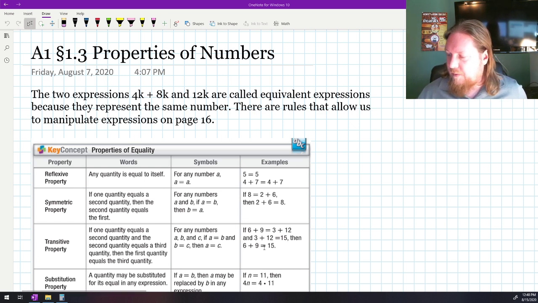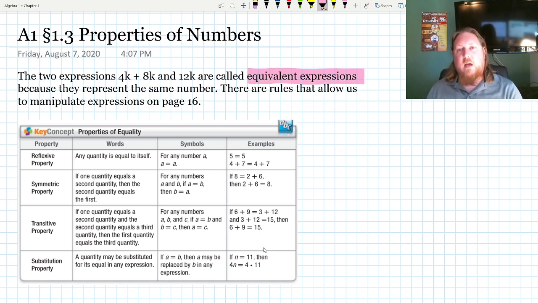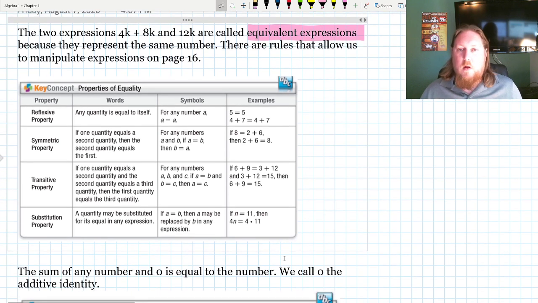The big idea of what we're going to be working on today in this lesson is the idea of equivalent expressions. 4k plus 8 plus 8k is the same as 12k. They're the same expression, just written out slightly differently because they're represented in different ways. We have to have rules, just like order of operations, on how we can manipulate these things so that we can always find when two expressions are equivalent or equal to each other.